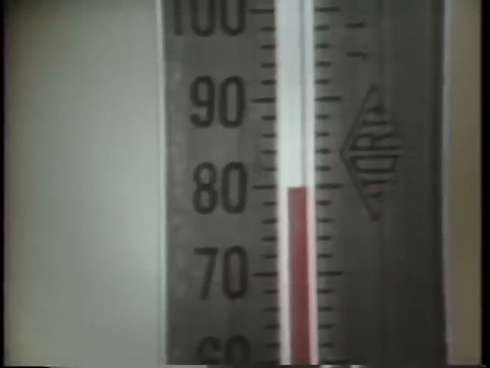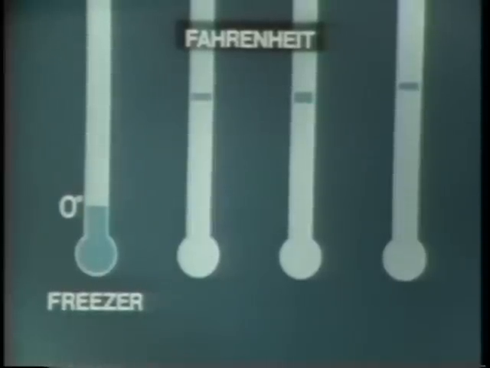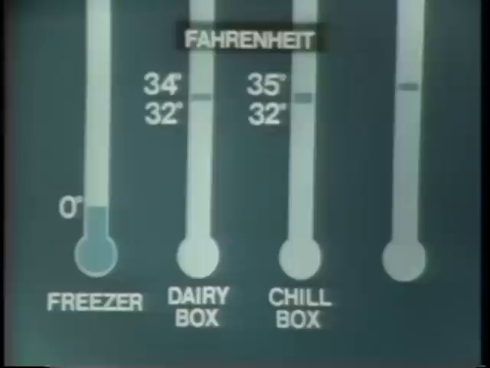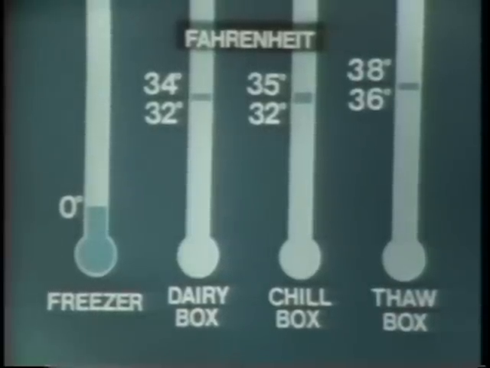Galley temperature, for example, should not exceed 80 degrees Fahrenheit. Storage spaces for potentially hazardous foods must be maintained within specified temperature ranges, freezers at 0 degrees or lower. Dairy product boxes between 32 and 34 degrees Fahrenheit. Chill boxes between 32 and 35 degrees Fahrenheit. And thaw boxes between 36 and 38 degrees Fahrenheit. The reading must compare with your calibrated thermometer within plus or minus 3 degrees Fahrenheit.